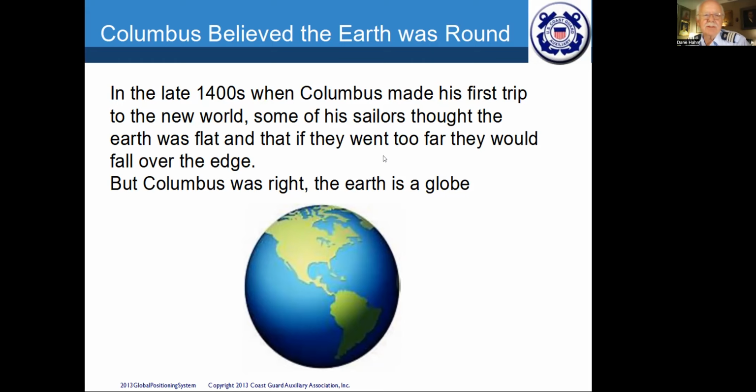But anyway, good news. Columbus was right. The Earth is a globe, and it looks for all the world like what we're seeing in this picture. It doesn't have any lines on it. It doesn't have any cities on it. It's just a globe. It's a big blue orb in space.